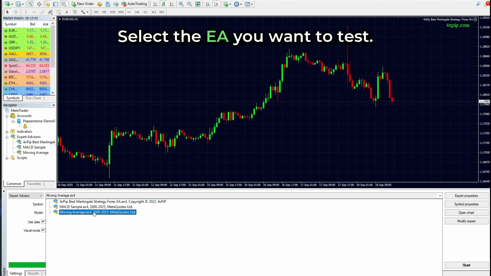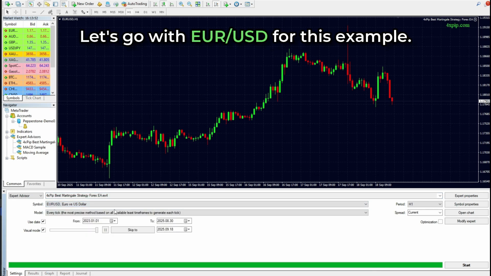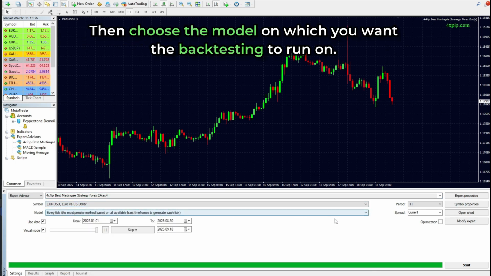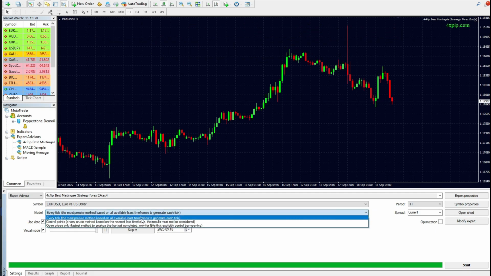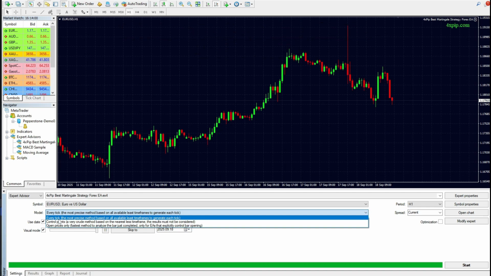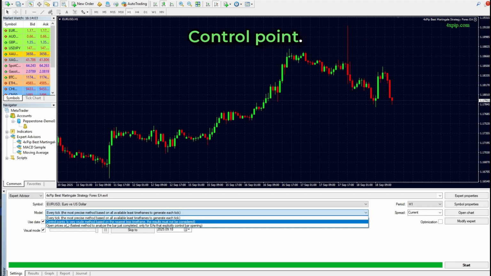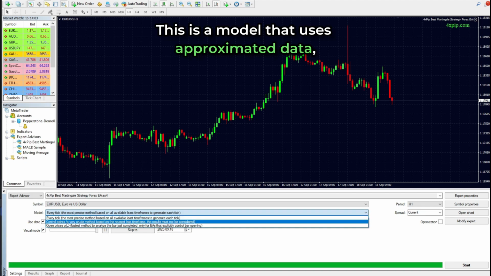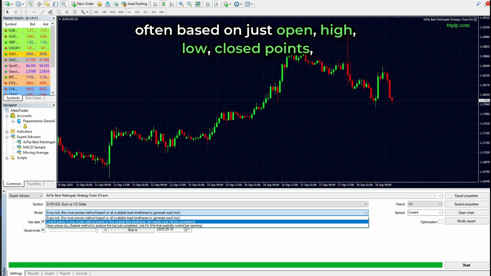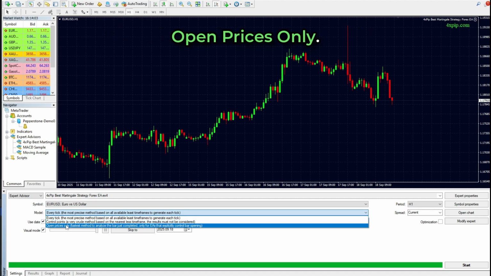Select the EA you want to test, pick the trading symbol, let's go with EURUSD for this example, then choose the model on which you want the backtesting to run. It could be every tick. This simulates the market with the highest detail, using every single price change that occurred within a period. Control points. This is a model that uses approximated data, often based on just open, high, low, close points, but with some interpolation.